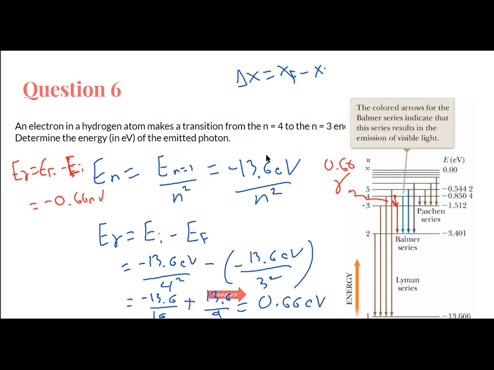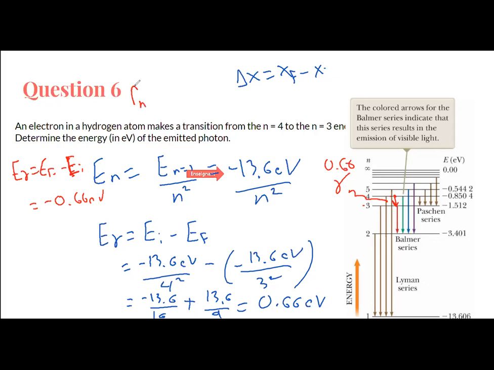Does anybody have any questions? Could you give us that table, that picture of the levels, on the exam? Nope. But you can easily figure it out because you have this formula for the levels. If you start plugging in n equals 1, 2, 3, 4 into this formula, you will get the levels. We just have to know the first level is negative 13.6, and then we can get everything else from there. Yeah, exactly.